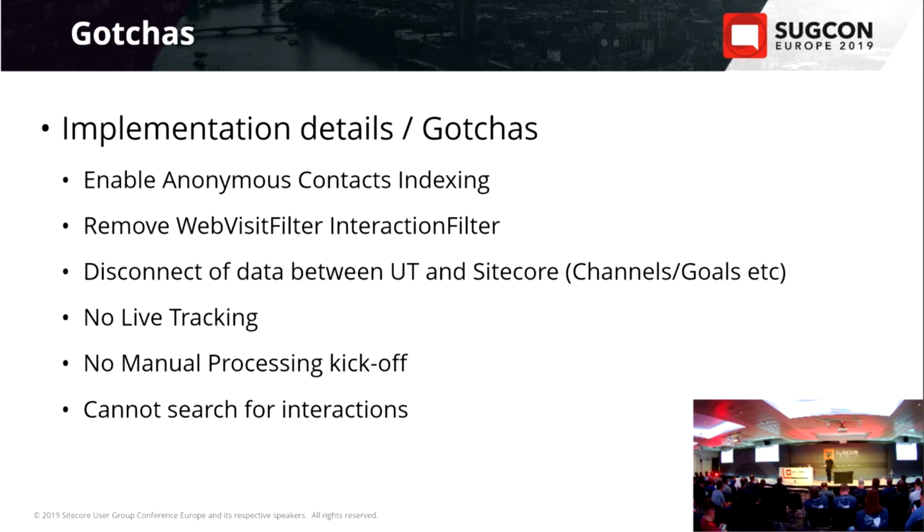Universal Tracker is very separate from Sitecore, so there is a disconnect between your channels and goals and that kind of stuff. If you create new channels, you will have to copy that across with configs. The tracking isn't live. It's collecting live, but the processing isn't live. There is a timer that processes every 5 seconds, and on top of that, each channel has a timeout, and the default is 1200 seconds, which is 20-odd minutes. You can't manually kick off the processing. You just need to wait for those timeouts. So if you're playing locally, turn them right down.